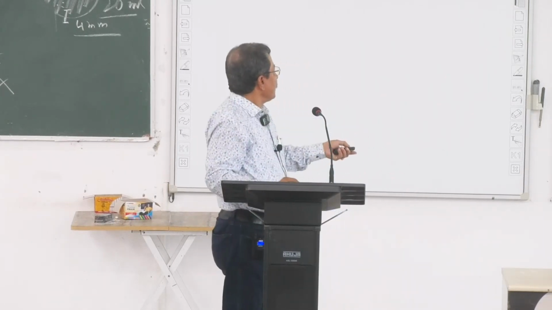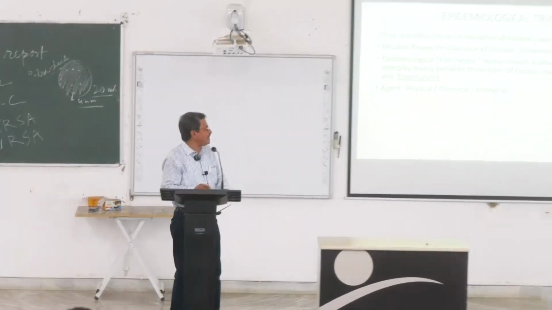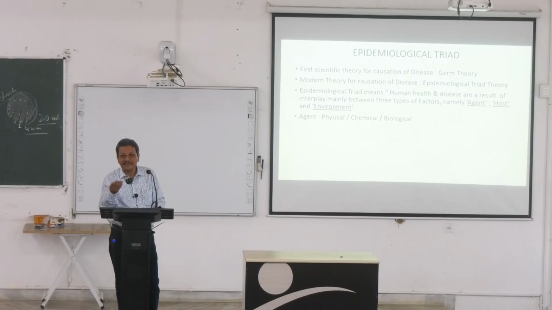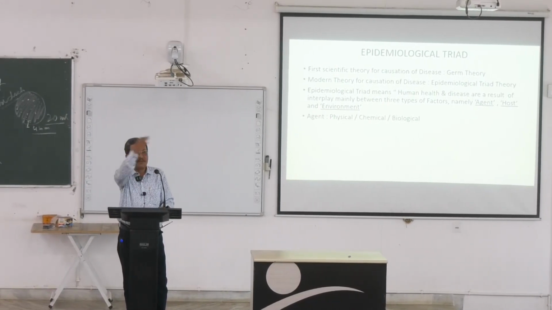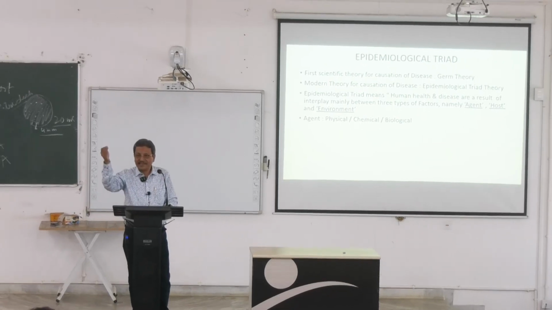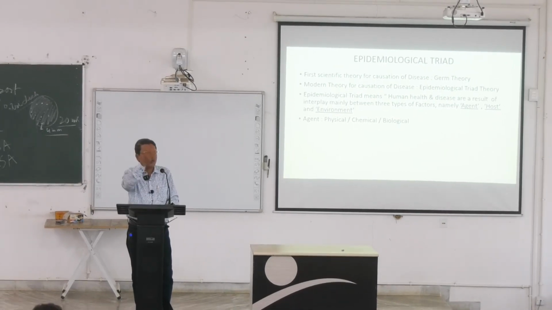Okay. Agent may be physical agents, chemical agents, biological agents. What do you mean by physical agents? Here physical agents are heat, noise, illumination, etc. So heat, noise, illumination, vibration, mechanism, all these things are physical agents.